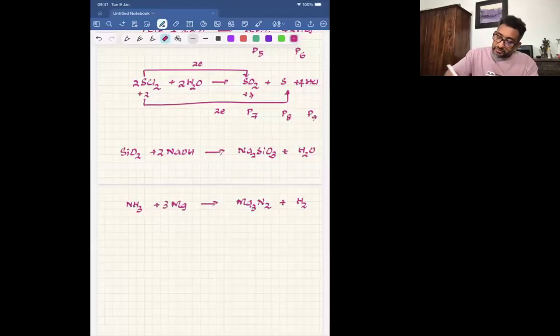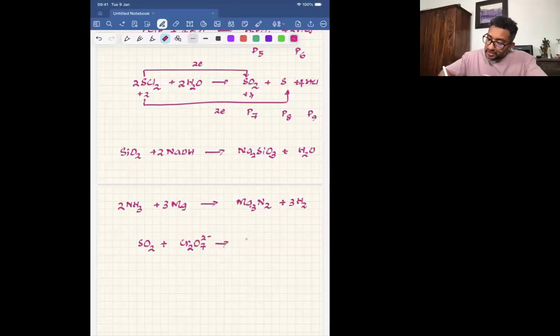3 magnesium, this is 2, 2 times 3 is 6, that is 3. Magnesium nitride. P7 with acidic potassium dichromate. P7 is sulfur dioxide. Sulfur dioxide plus dichromate. What will happen? Sulfur dioxide turns into sulfate. Dichromate turns into Cr plus 3.